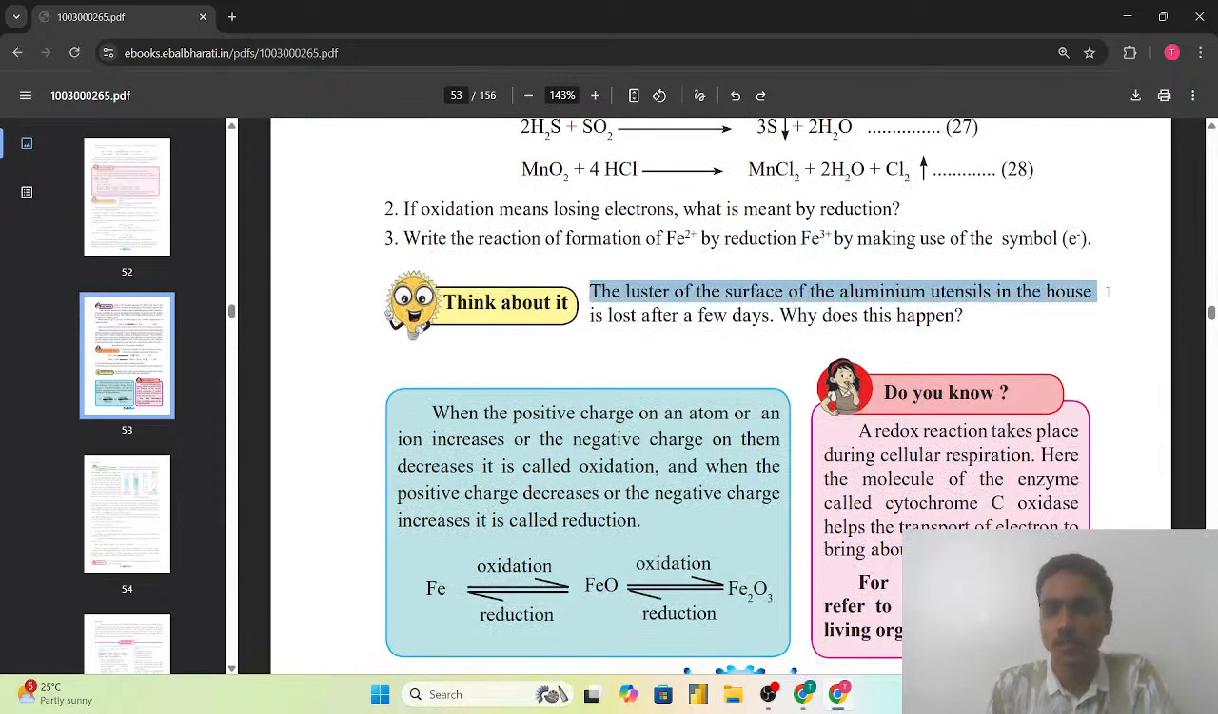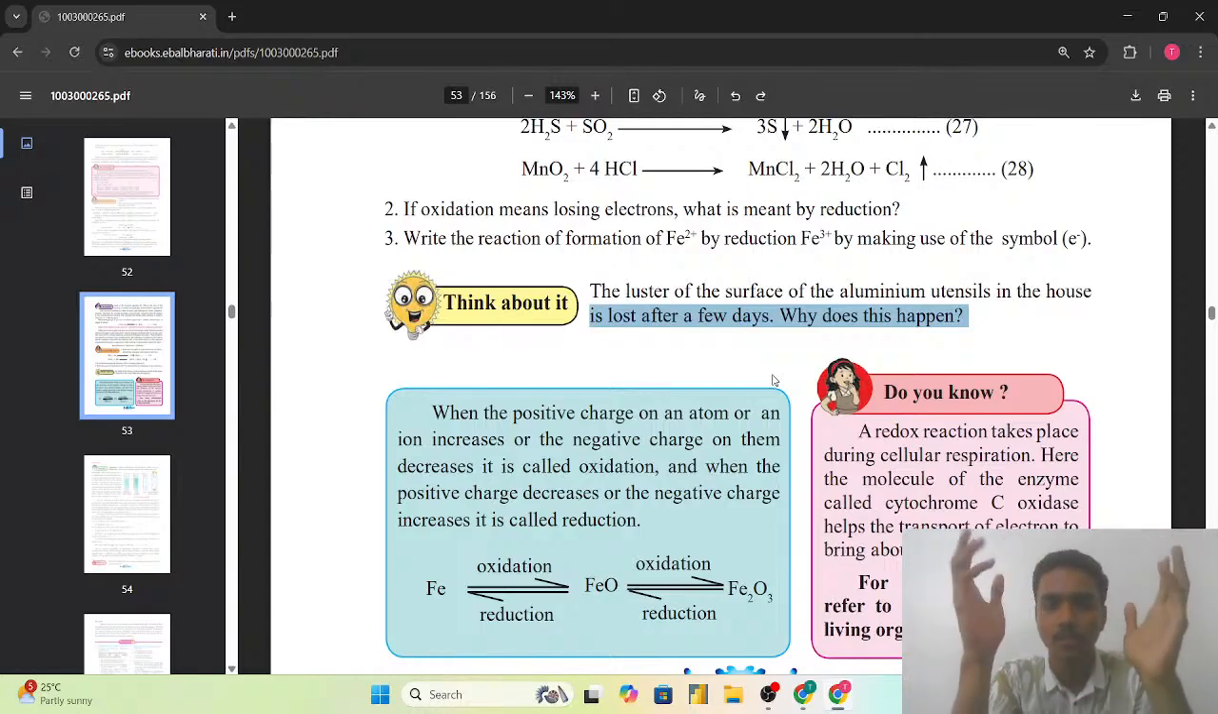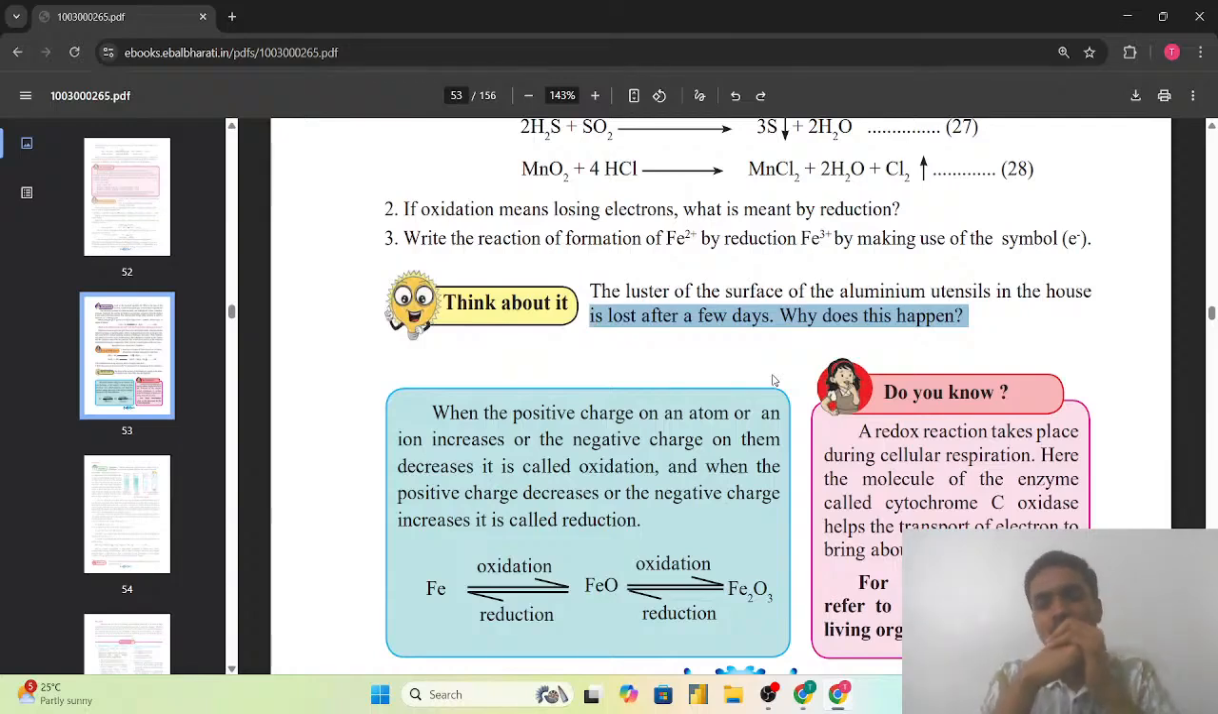The luster of the surface of the aluminum utensils in the house is lost after a few days. Why does this happen? तो यहाँ पर बोला गया है कि जो एल्यूमिनियम के बर्तन होते हैं हमारे घर में, तो उनकी जो शाइनिंग है कुछ दिनों के बाद चली जाती है। तो ऐसा क्यों होता है? Why is this happening?